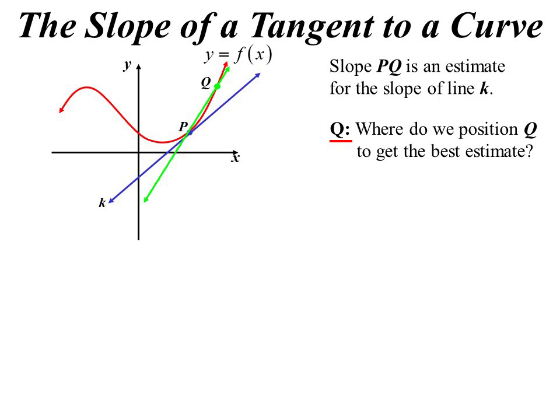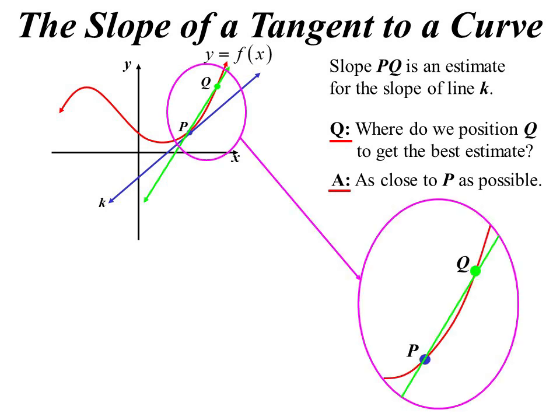If you imagine moving Q, imagine the green line moving. And so the answer is, if I could get Q as close as possible to P, that green line is going to get closer and closer and closer to being the same as the line K. Ideally, I'd like the gap between them to be nothing. Of course, that can't happen. But that's where the idea of limits is going to come in. If we can find the limit as it approaches, then we'll know what the slope is.